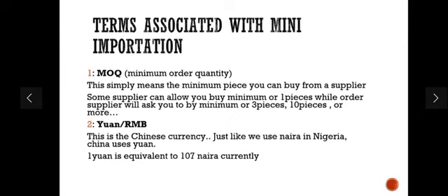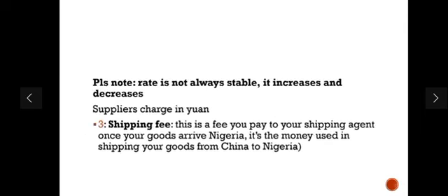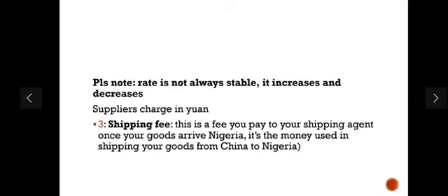So number two is the yuan, which is the Chinese currency. Depending on how you pronounce it, yan, yuan. Me, I don't know. Any one that you deem fit is applicable. So just like we use naira in Nigeria, the Chinese use yuan. At the time of this video, one yuan is equivalent to 107 naira. Maybe by the time you are watching this video, it might be more, it might be less, but just know that the rates are not always stable. It increases and decreases. So make sure you know the current exchange rate because your suppliers charge in yuan.